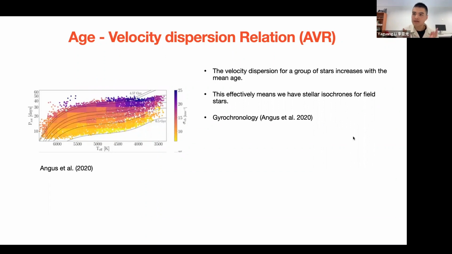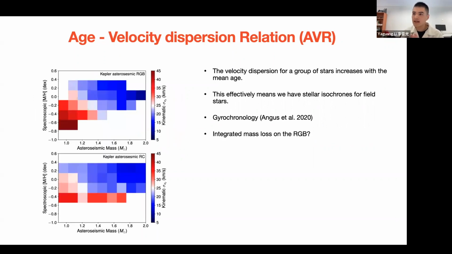So what does this mean to us? How can we make really good use of astroseismic properties? One example is that we can use this age-velocity dispersion relation to probe the integrated mass loss on the RGB. On the left-hand side, I'm showing the Kepler astroseismic red giant sample. The top panel is all the RGB stars, and the bottom panel is all the red clump stars. I'm showing all the stars on the spectroscopic metallicity versus astroseismic mass plane.